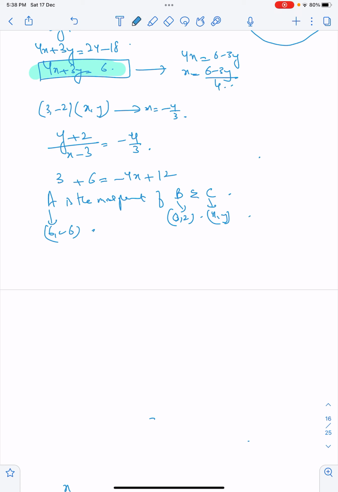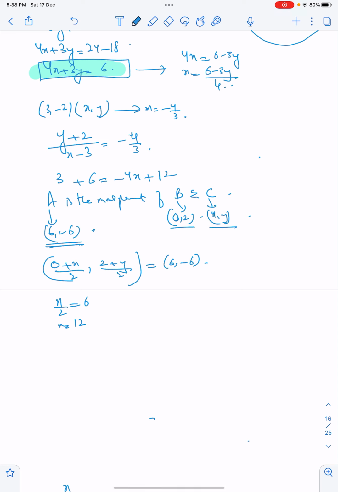Okay, A is the midpoint of B and C. So you apply the formula on B and C and make the midpoint equal to this. So 0 plus x divided by 2 and 2 plus y divided by 2 equals 6 comma negative 6. X upon 2 equals 6, x equals 12. 2 plus y divided by 2 equals negative 6. 2 plus y equals negative 12, y equals negative 14. So that means the coordinates of C are 12 comma negative 14.